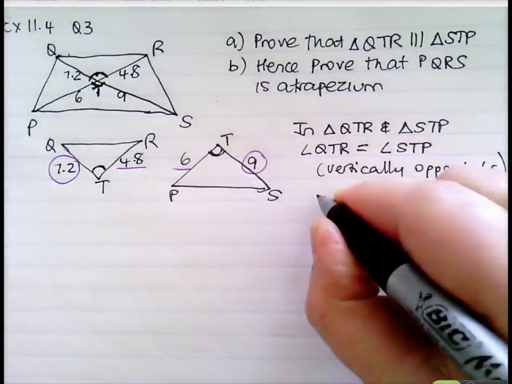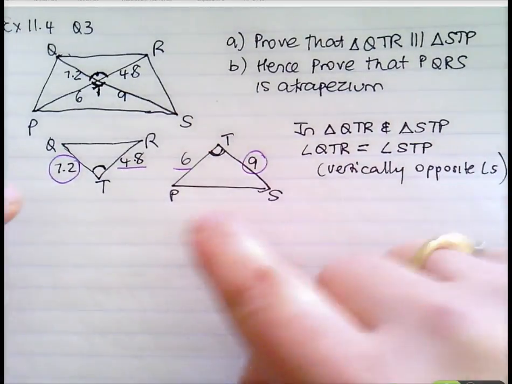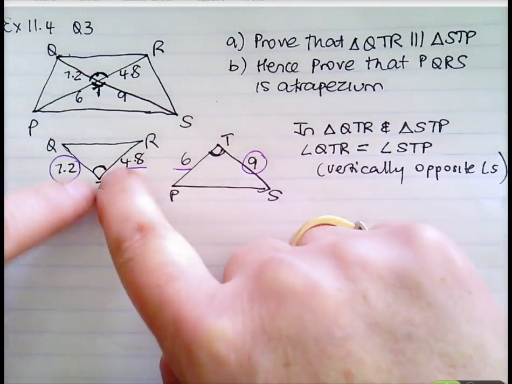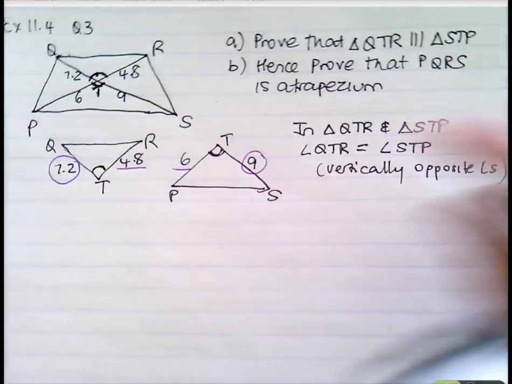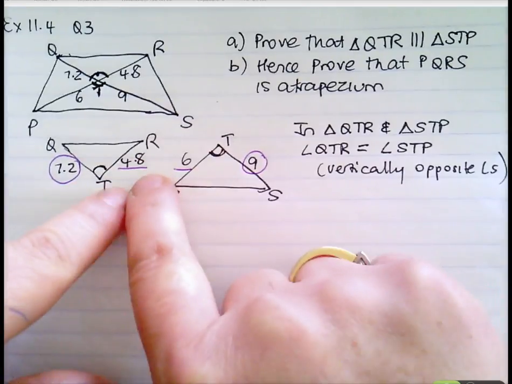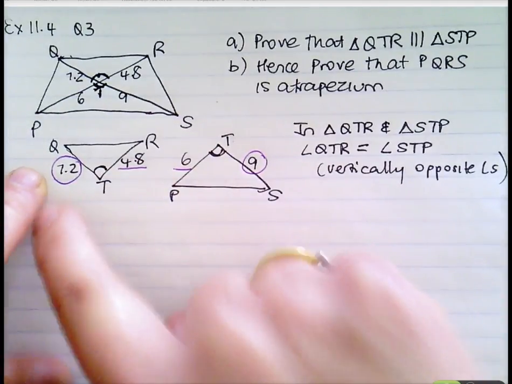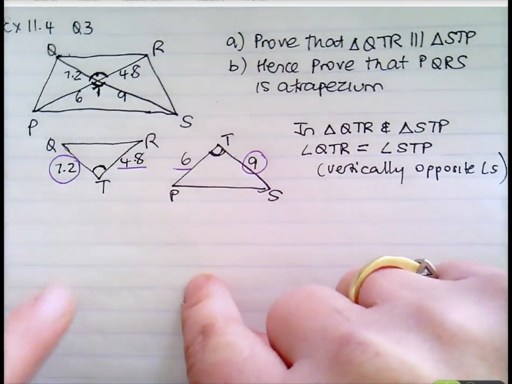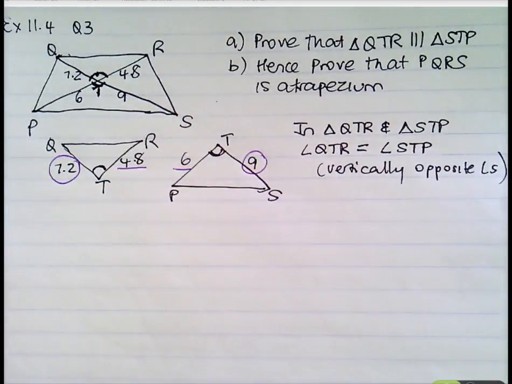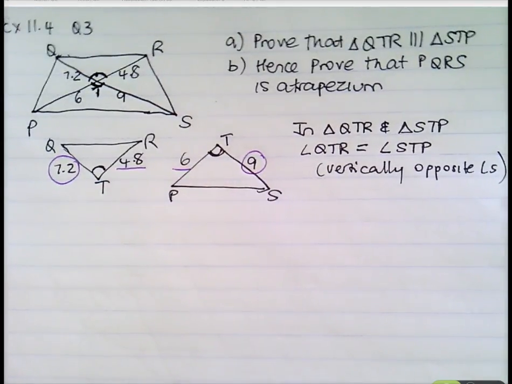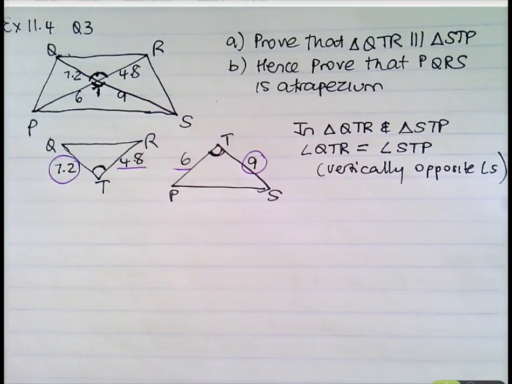So, how did you know that? Because 4.8 is smaller than 7.2, and 6 is smaller than 9, so the 4.8 must match with the 6. The reason is that similar triangles are the same shape, but one's just an enlargement of the other. So the smaller size in here is still the smaller size in that triangle.